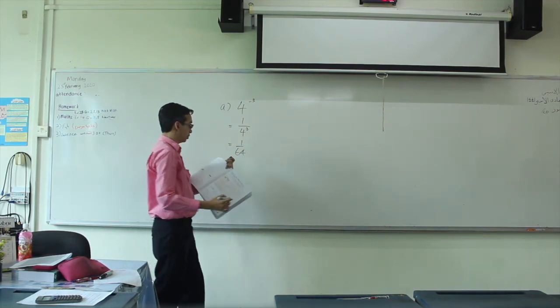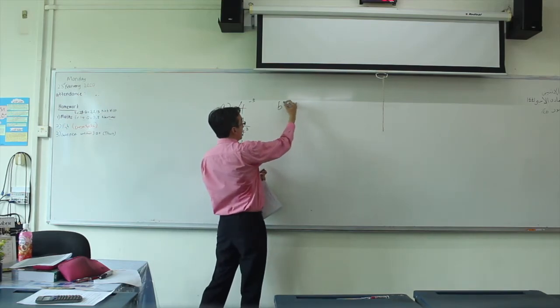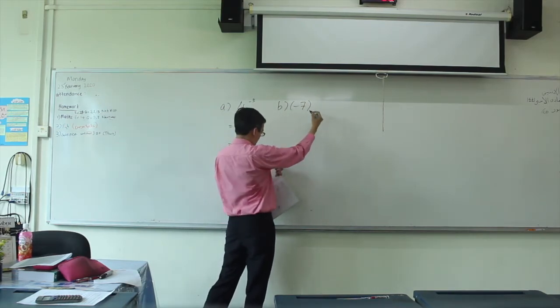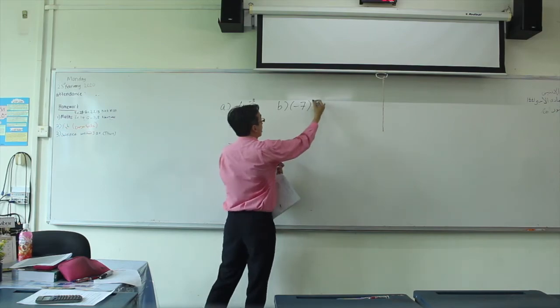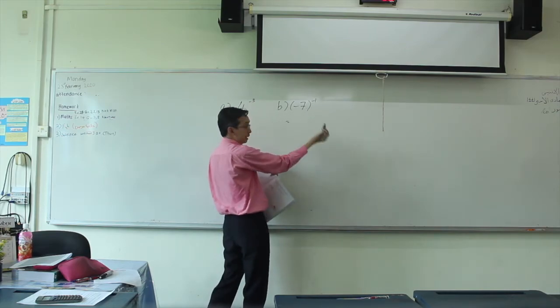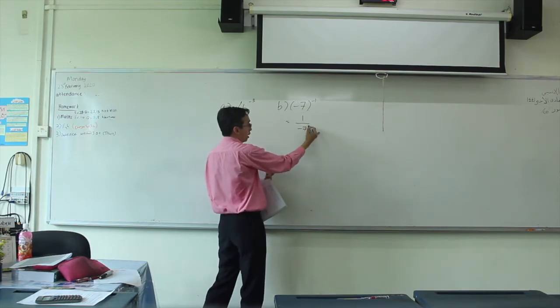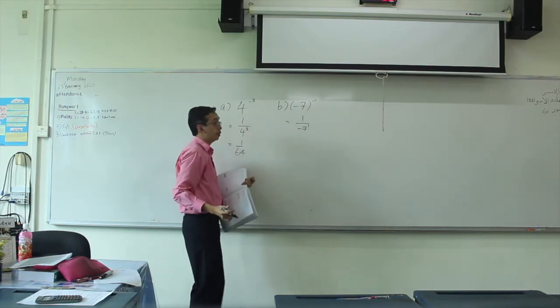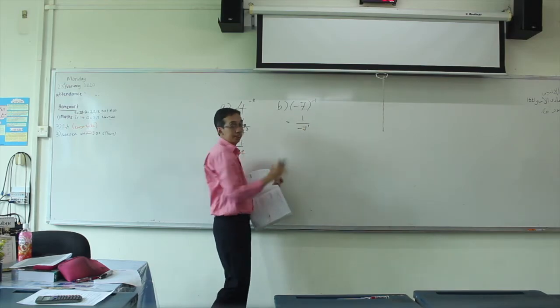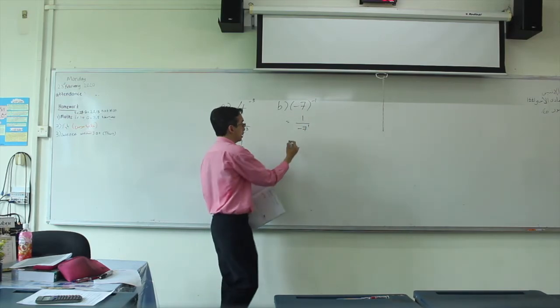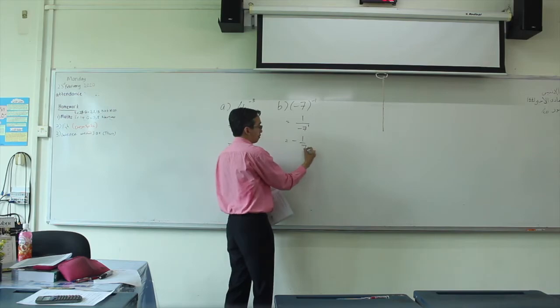We'll do the next one, negative 7 to the power of negative 1. It's the same. 1 over negative 7, but to the power of 1, because when we do the reciprocal, the negative power becomes positive. So it's just negative 1 over 7.